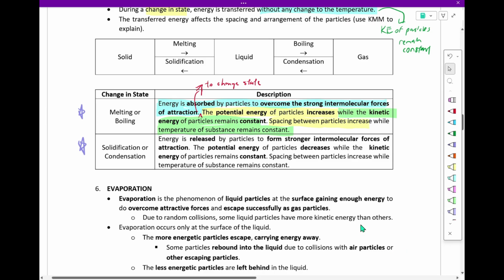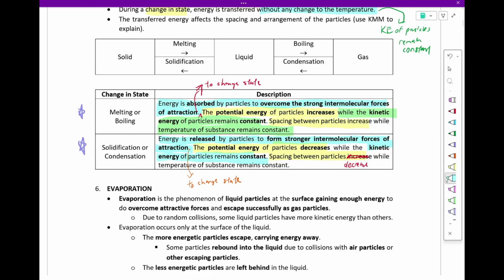Now for the other part, the negative part: energy is now released to form stronger intermolecular forces of attraction, to change state. Likewise, the potential energy of the particles actually decreases, because the spacing between them decreases. Sorry, there's a typo here, can you all change this? This one should be decrease. While the kinetic energy of the particles remains constant.